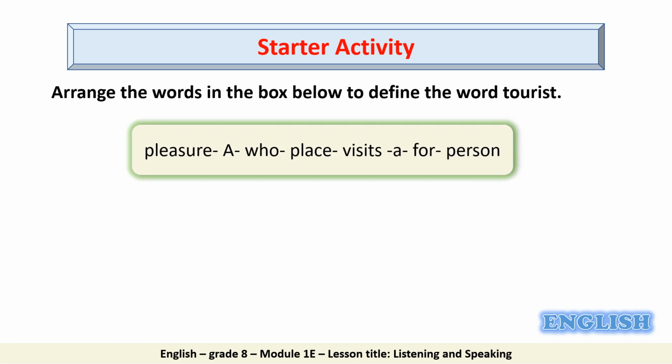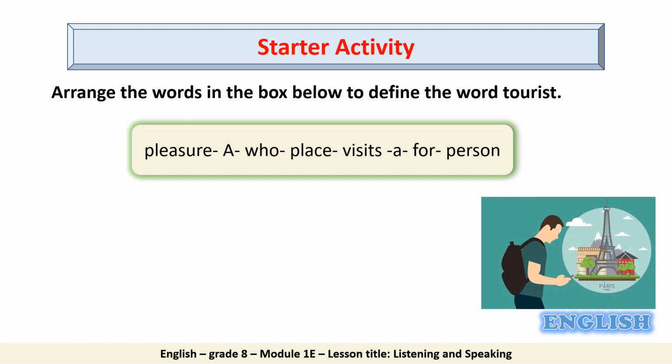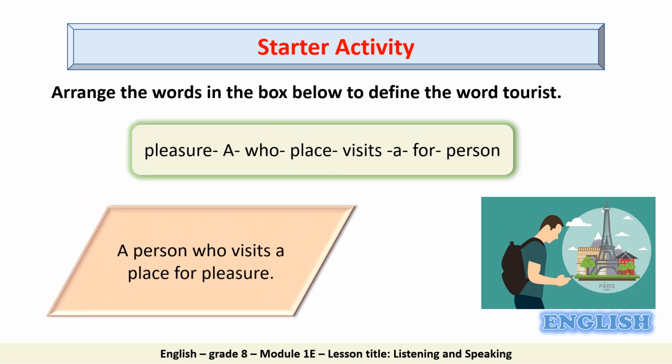As a starter, you will arrange the words to find the meaning of tourist. Check the picture. Look at it carefully. What do you think? What does the word tourist mean? Excellent. A tourist is a person who visits a place for pleasure.